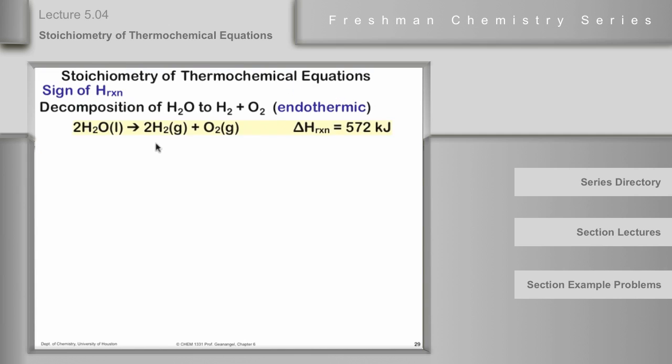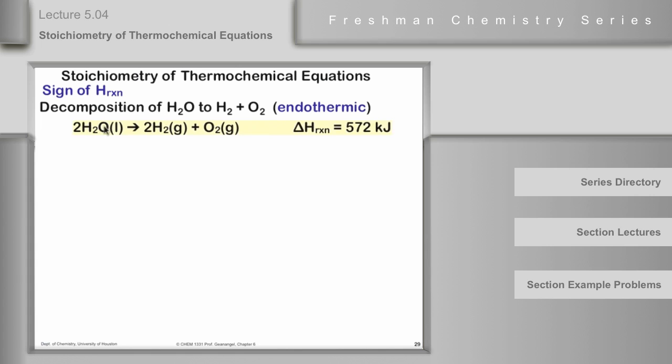I want to talk about thermochemical equations, because all the rest of Chapter 6 is about thermochemical equations. A thermochemical equation is nothing more than a common equation, as we've seen before, accompanied by the delta H of that particular reaction as it's represented by the equation.